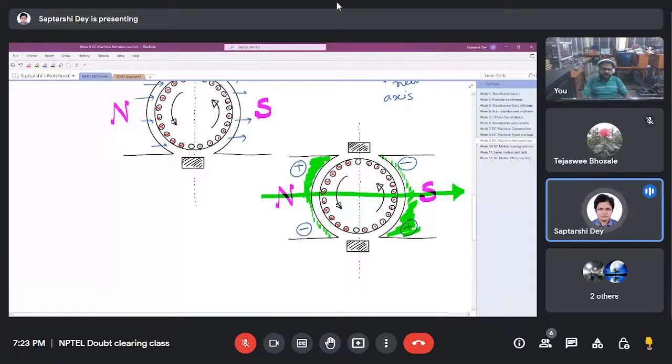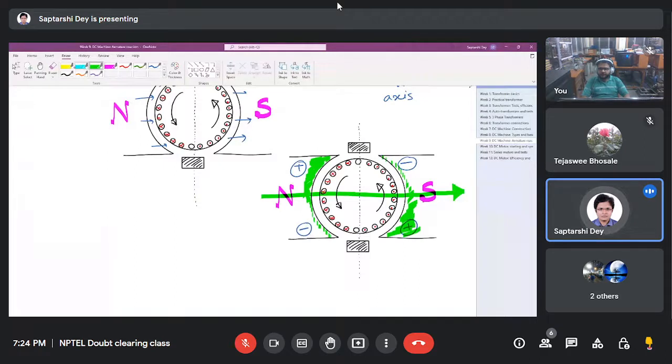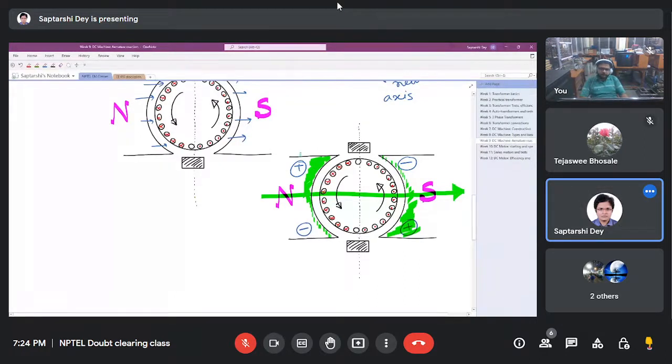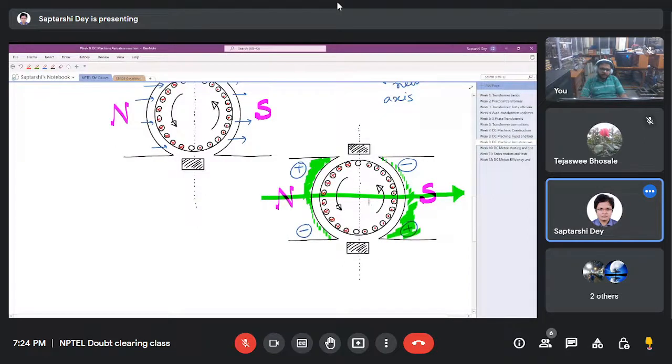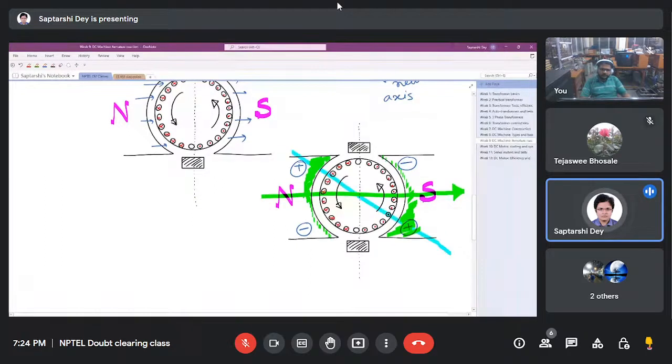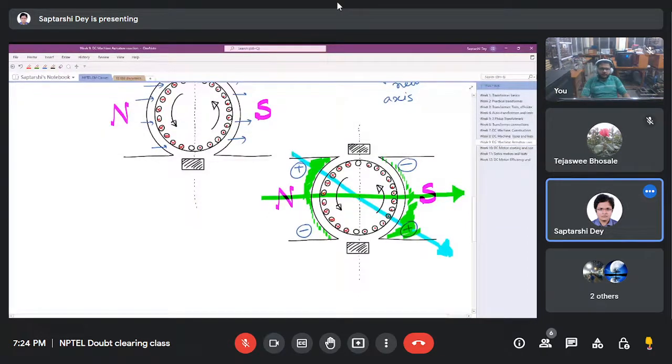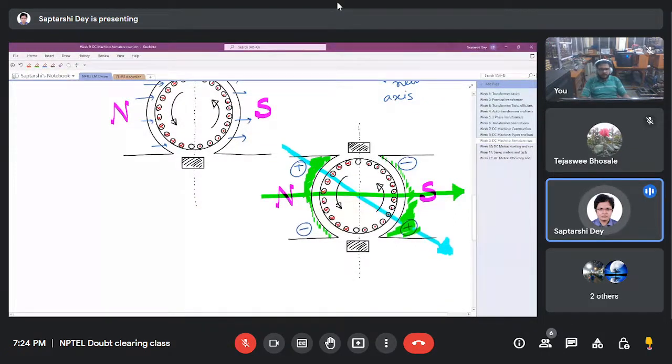Now we have more flux here and more flux here. So it has now shifted like this. From here to here it has shifted. So now the field flux is flowing like this. Why this shift? Because of the current flowing in the armature. Right? So what is happening? This N is no longer my north pole. This S is no longer my south pole. I can hypothetically say that my north pole has shifted here. My south pole has shifted here.